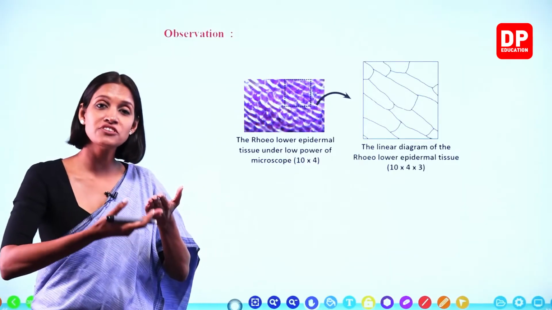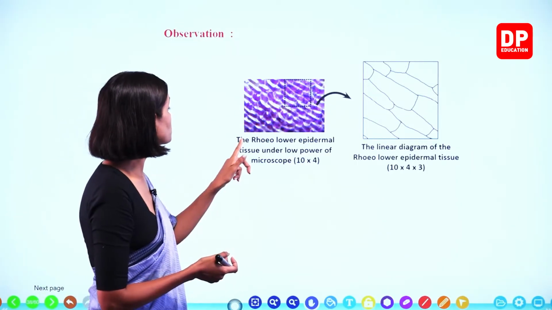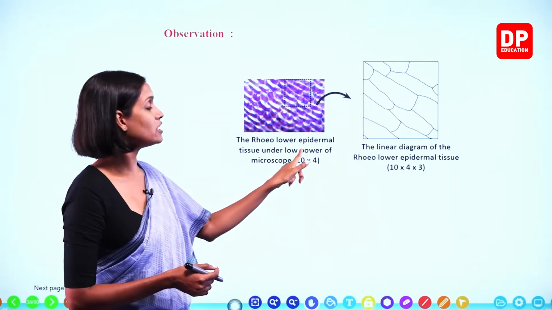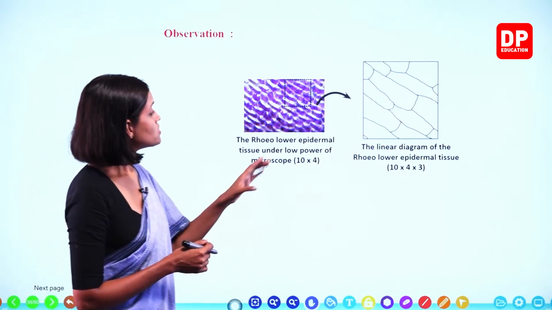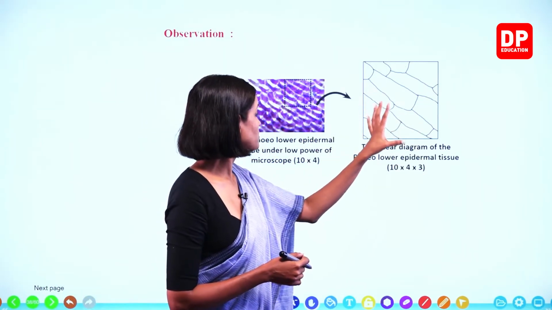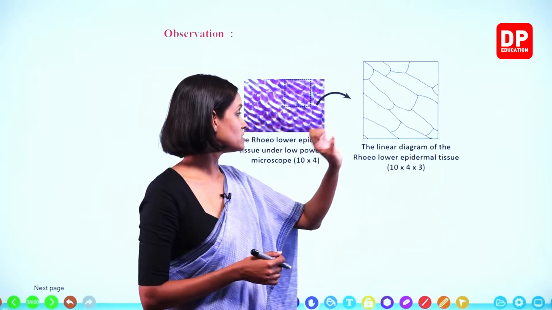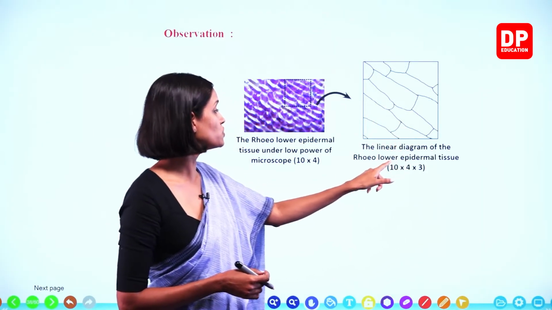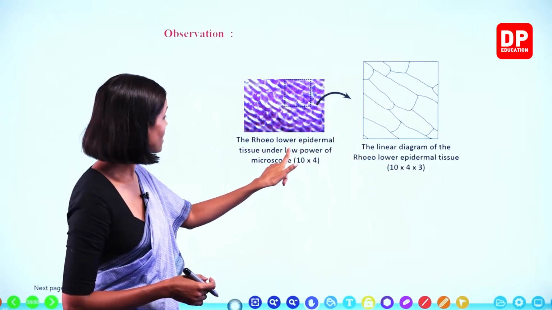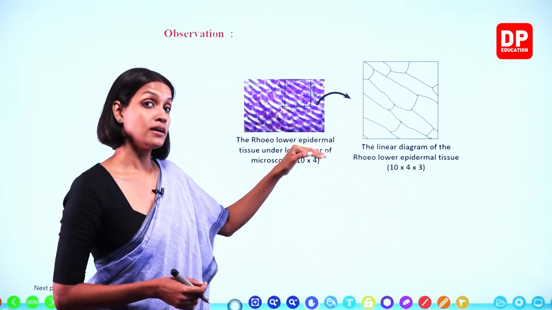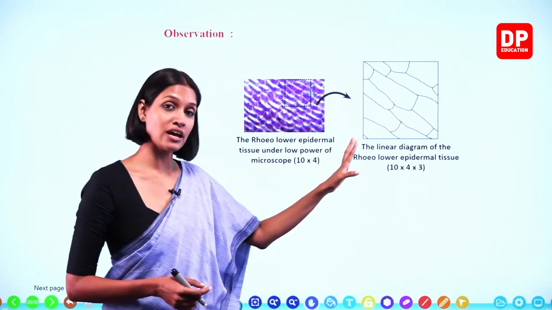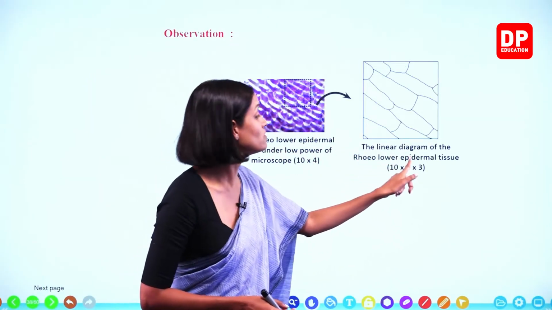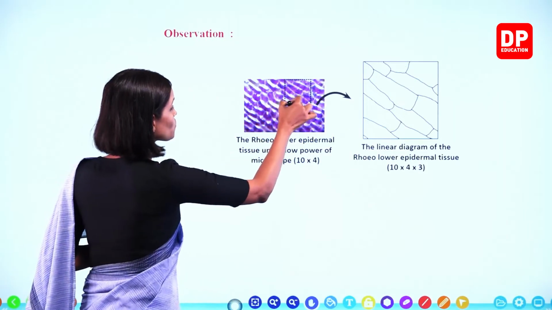From the lower surface of the leaf, we took the tissue, and here is the lower epidermal tissue under low power of microscope. So 10×4, right, children? And this is the line diagram of the lower epidermal tissue, right? The line diagram of the lower epidermal tissue. You all can see here, this magnification is 10×4. As we explained before, if you draw the diagram, you have to indicate the visual magnification as well, which means 3 times.